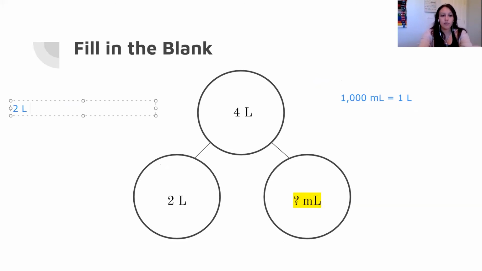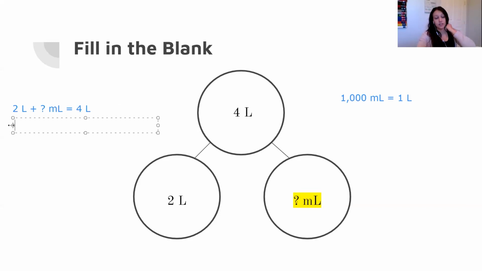2 liters plus question mark milliliters equals 4 liters. So we have liters, milliliters, and liters. We can't solve this directly because we need to convert all of our factors first. So what we're going to do is convert this all to milliliters because we want to figure out what this is in milliliters. So we want all of our labels to be milliliters.